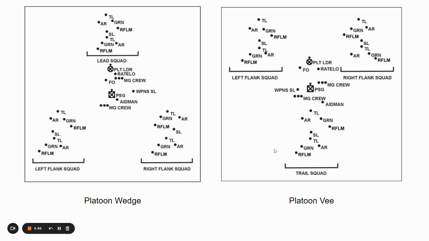Now, platoon V is the inverse of a platoon wedge. This is much more difficult to control and maneuver. However, you have more fire security up at the front, and you also have good security on the left flank and right flank, but your rear is much more vulnerable since there's only 1 element on the back.